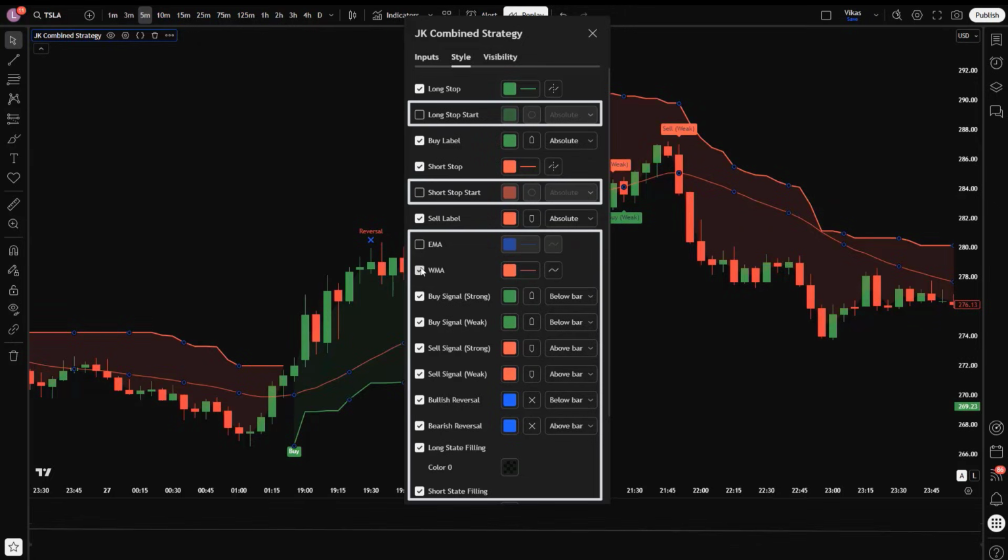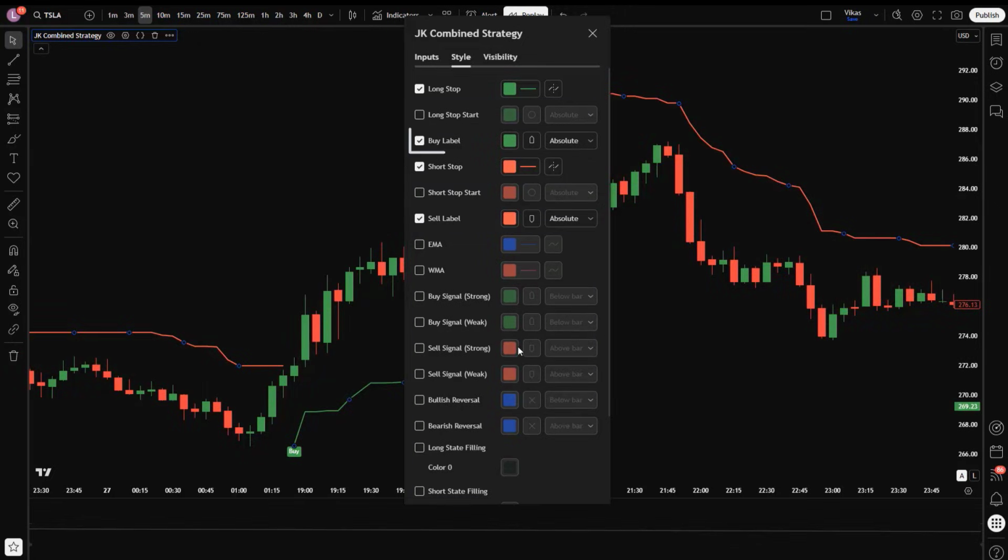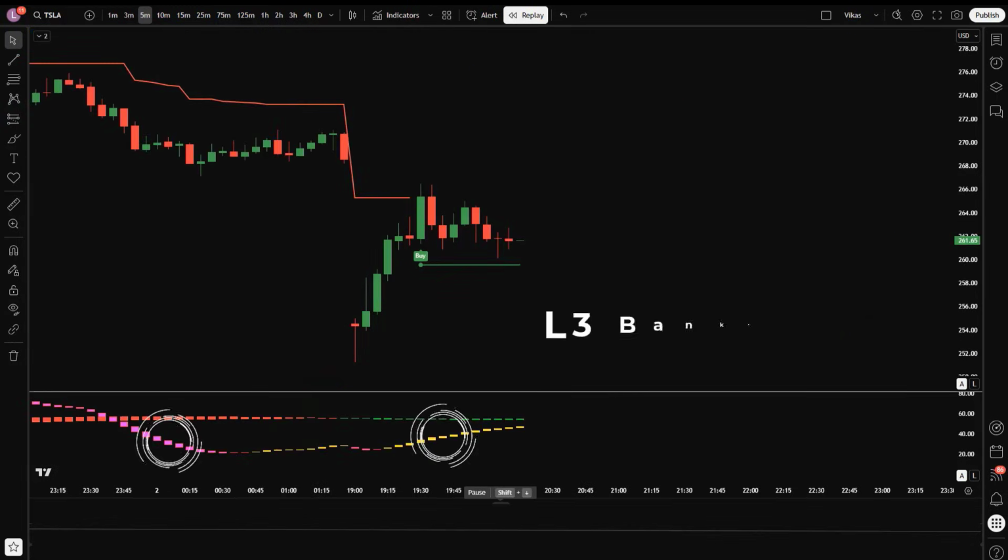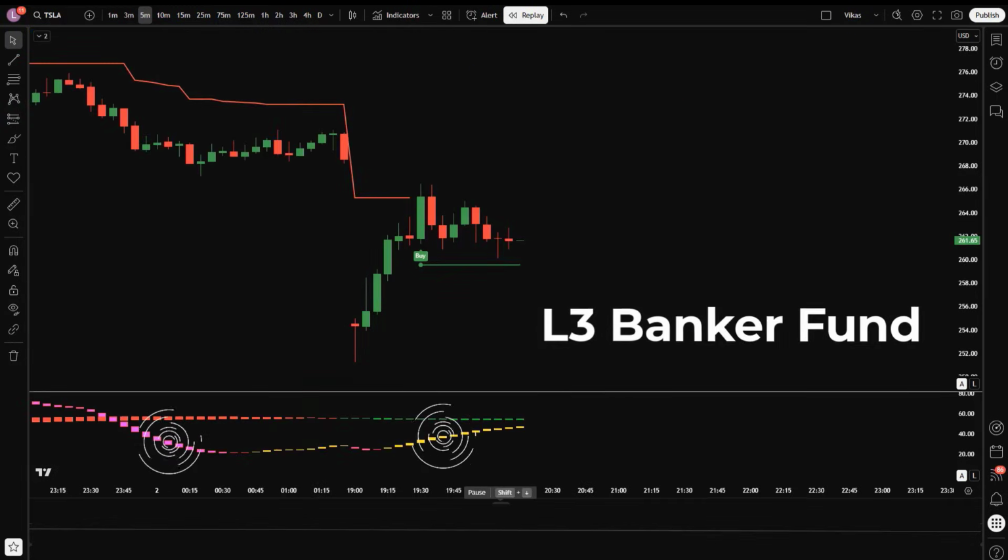We need to hide these options. We have to change this buy label option from absolute to below bar. We have to change this sell label from absolute to above bar. The pink and yellow candle indicator we see in the chart is the L3 Banker Fund indicator.